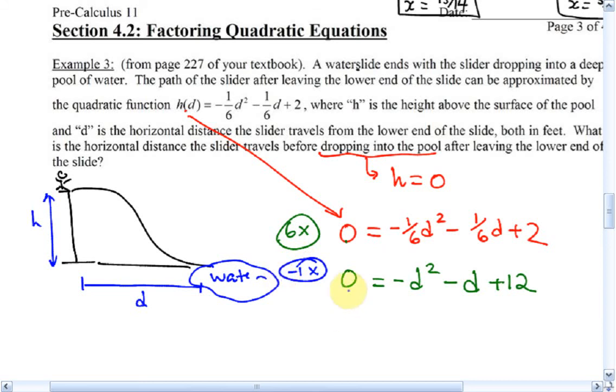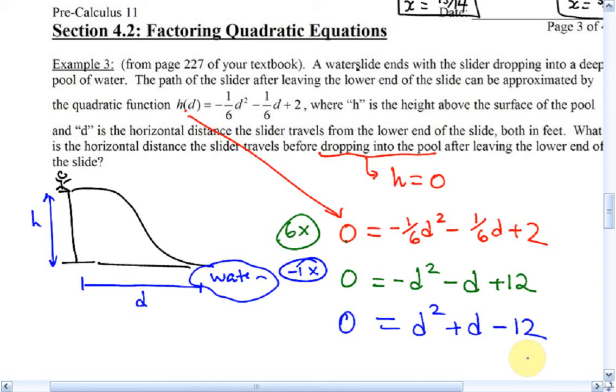It's the same thing. What's 0 times negative 1? That's still 0. Now what happens is my negative d squared now becomes positive d squared. My negative d now becomes positive d. My positive 12 becomes negative 12. So how did you just pull out the negative? Oh, I just multiplied by negative 1.